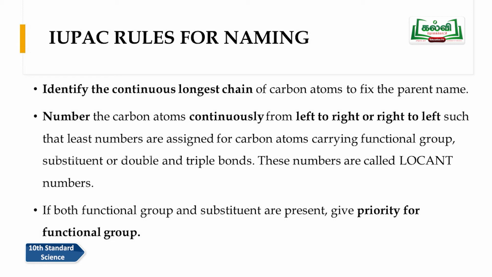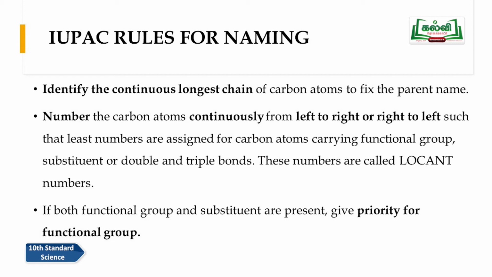This is very important. When we give numbers, carbon atoms must be numbered continuously. It can be either left to right or right to left, but we have to keep in mind that the least numbers are given for the carbon atom which carries the functional group, the substituent, or the double or triple bonds. The numbers thus given are called the locant numbers.